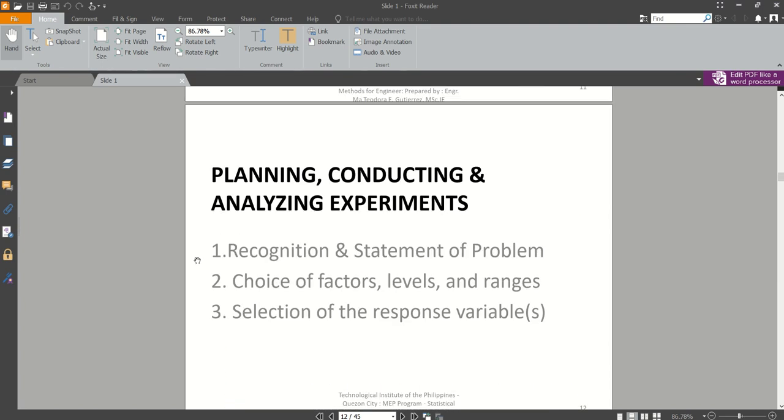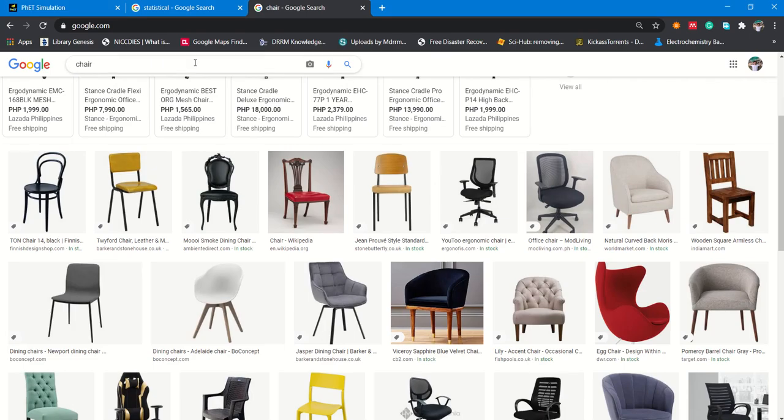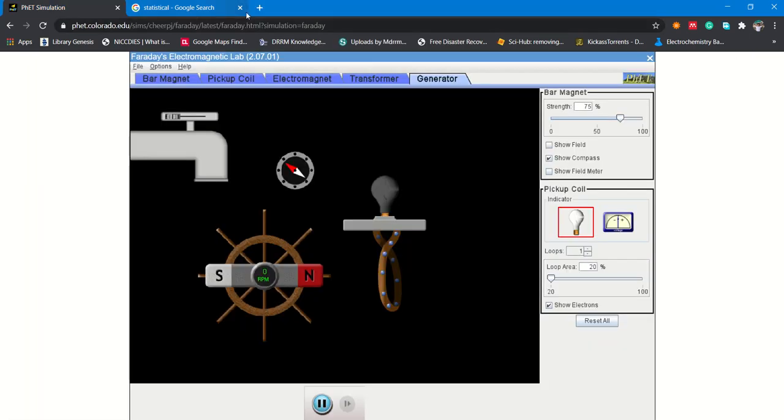Okay, so wag na muna yan. So, dito tayo pupunta sa Faraday's electromag. Ito, medyo masaya to.